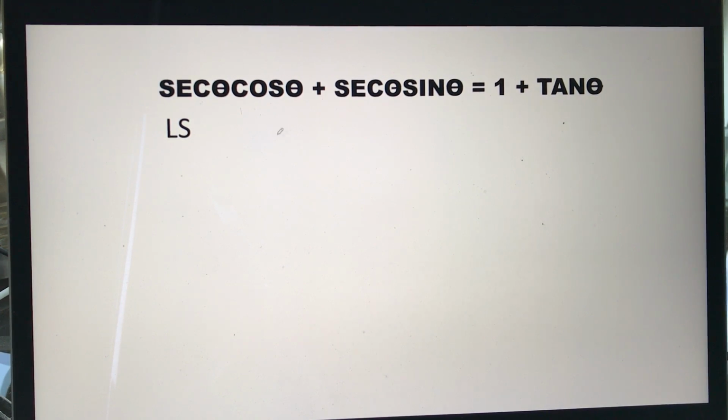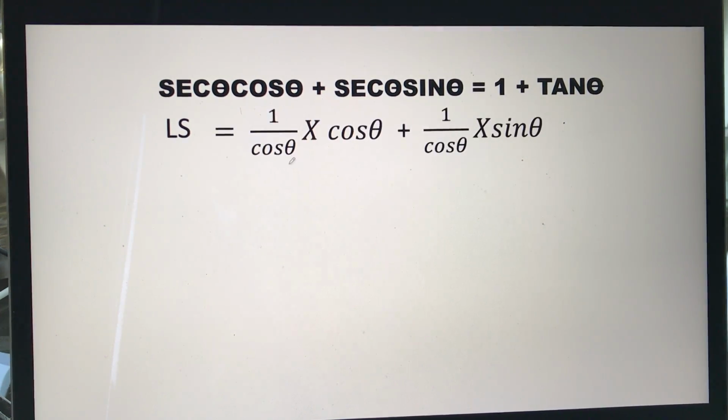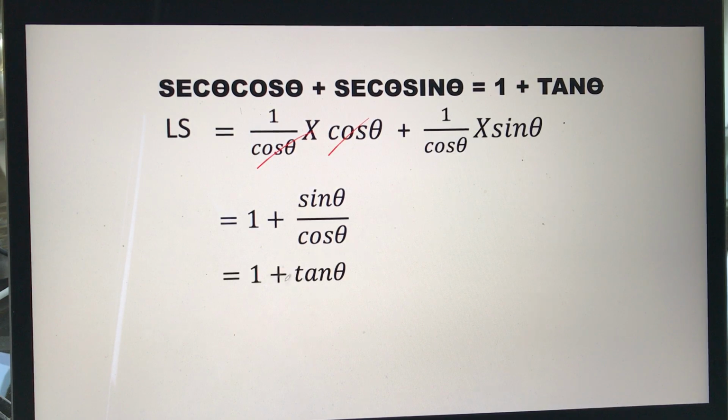This one here: secant theta cos theta plus secant theta sine theta equals 1 plus tan theta. The left side is pretty big, so I'm just going to go right into the left side. I'm going to replace secant with 1 over cos, and secant with 1 over cos. These divide out, of course. I have a 1, and then left here was sine theta over cos theta, which is tan theta, which is the right-hand side.